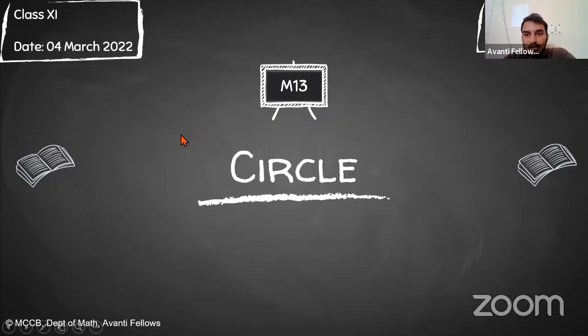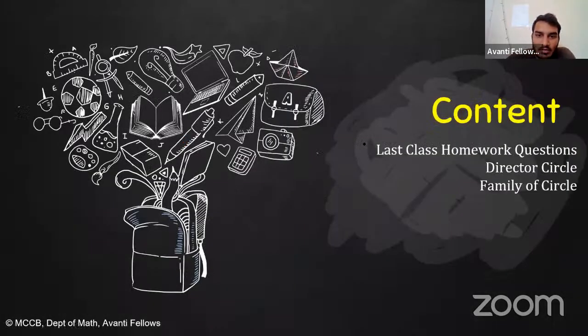I gave you some homework to solve in the last class also. So in today's class, first of all, we will discuss the homework questions from the last class, and then we will start our discussion on the director circle, which is a very important topic, and then family of circles. Is that clear?